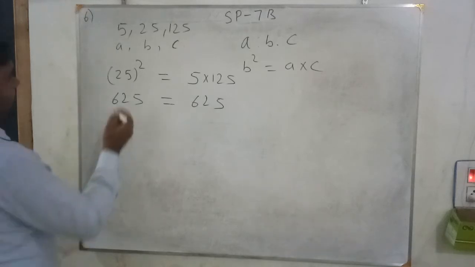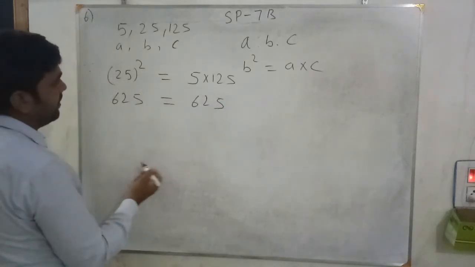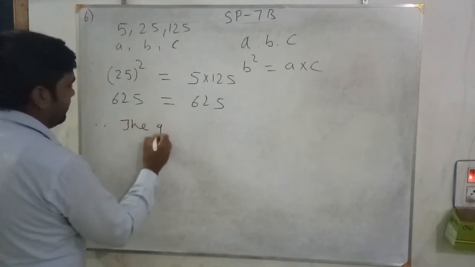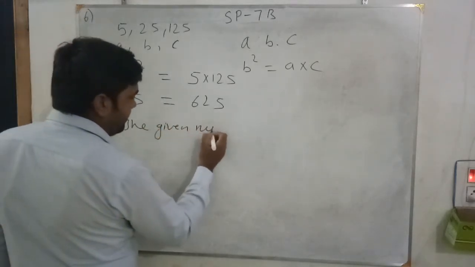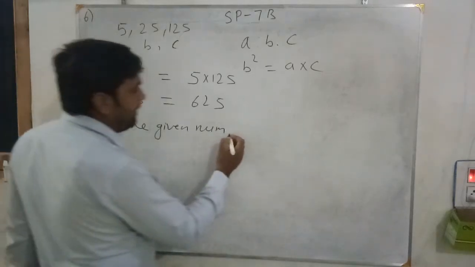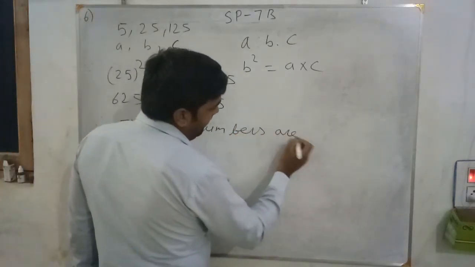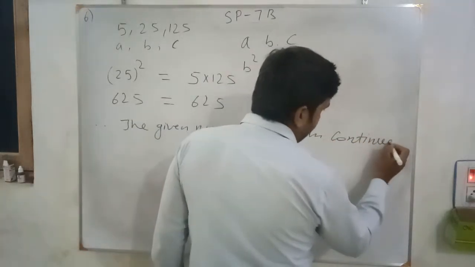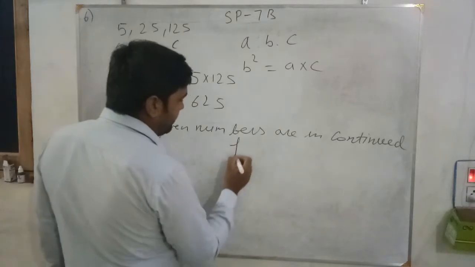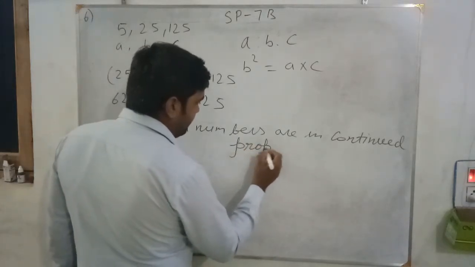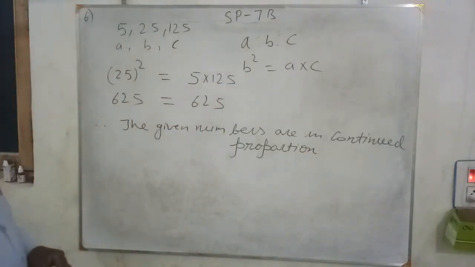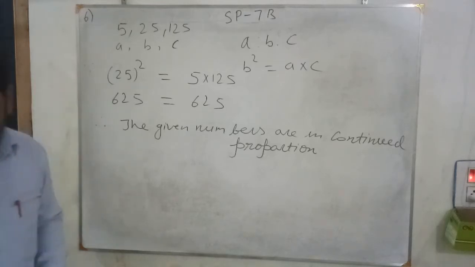So what you write? Since 25 square is equals to 5 into 125, therefore the given numbers are in continued proportion. Now we move to question number 7.